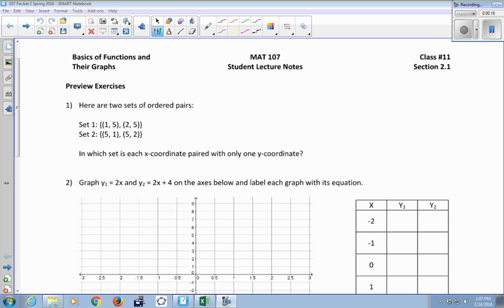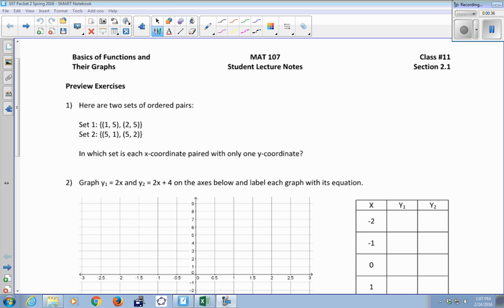So I've got two sets of ordered pairs. Set 1 has 2 points in it, (1, 5) and (2, 5). And set 2 has 2 points, (5, 1) and (5, 2). All right, in which set is each x coordinate paired with only one y coordinate?